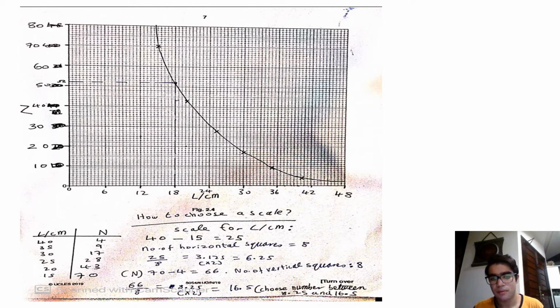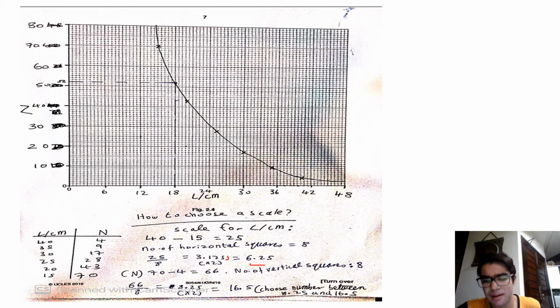And why is that? Because we have worked out 3.125, then multiplied by 2, it's 6.25. Now you choose a value between 3.125 and 6.25, whichever is the most suitable. I could have chosen 5 as well, because 5 is a sensible value. It would have been 5, 10, 15, 20, 25, 30, 35, 40, 45. But I chose 6. It doesn't really matter.